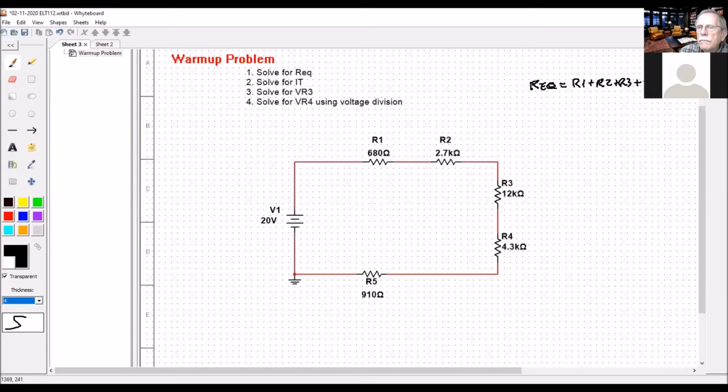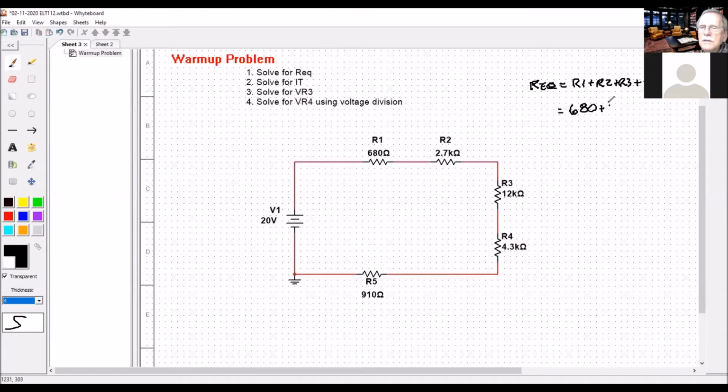20,590 ohms. Say that again? 20,590 ohms. I haven't gotten that far yet. Are you saying that that's the answer? Yeah, it might well be. I haven't gotten that far yet.